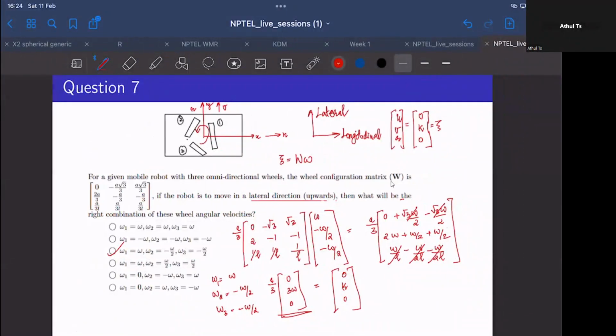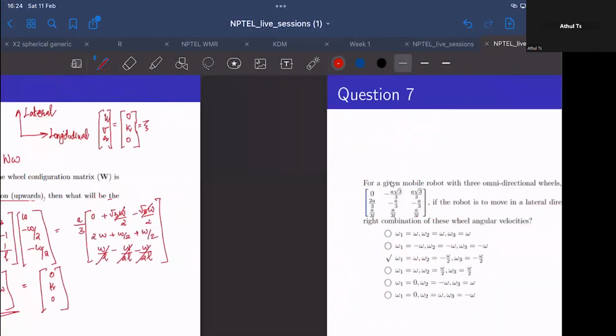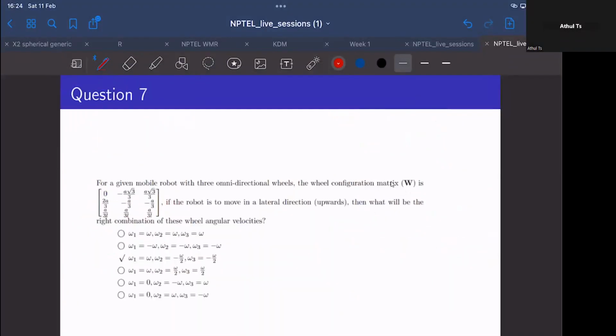I hope it's clear. Yes, so as per the key, the answer is option number 3. Moving on to question number 8.